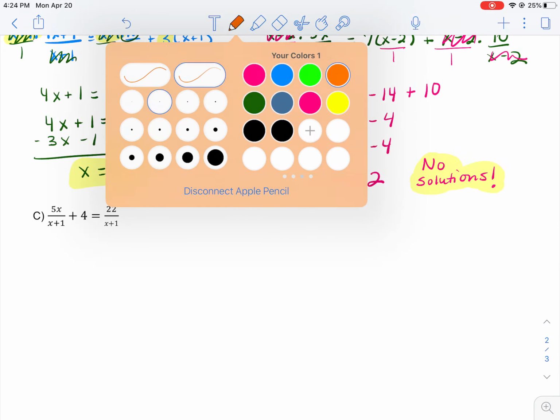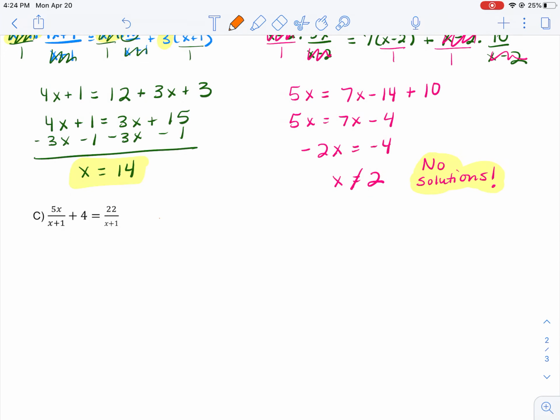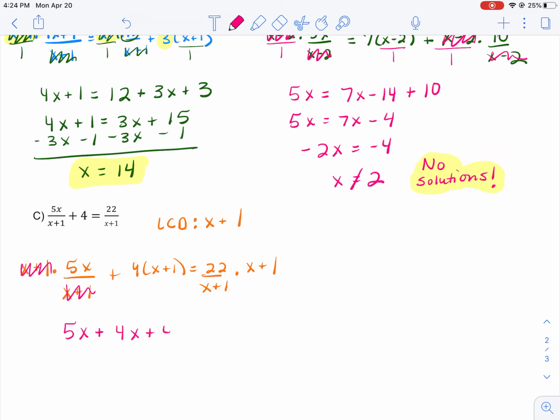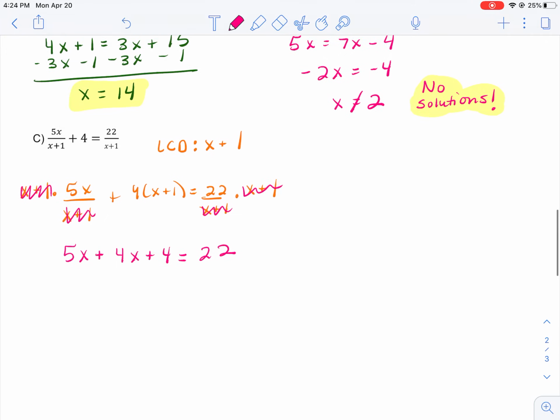All right, so go ahead and pause the video and try this last one. And when you're ready to join me, you should have an LCD of x plus 1. And if we multiply all of the terms by x plus 1, okay, we can clear the fractions. I'm going to multiply this up here. Okay, so you multiply each term by x plus 1, and then you can cross out the x plus 1's here to get 5x plus, nothing cancels here, we just distribute to get 4x plus 4. And then on the right side, the x plus 1's cancel, and we get 22.